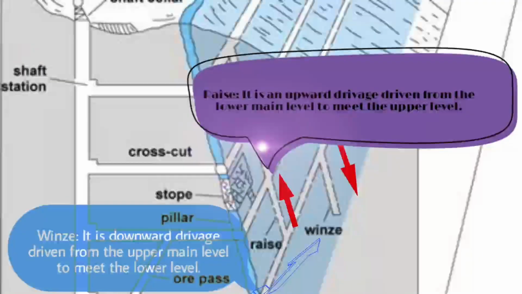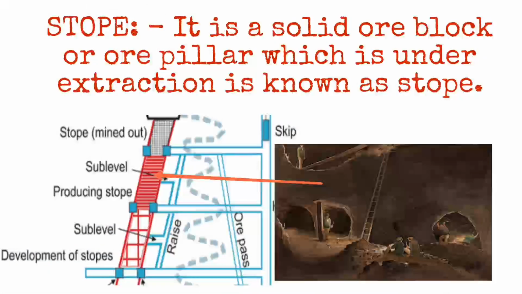Next is the raise and winze. What is the raise? Raise is a drivage done in the upward direction from a lower main level to meet the upper level. And what is winze? Winze is the downward drivage from an upper main level to a lower main level where you can access. So basically we can say that stope. Stope is generally a solid ore block or ore pillar which is under extraction.